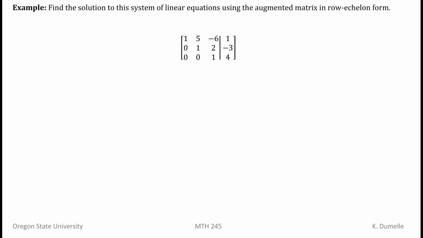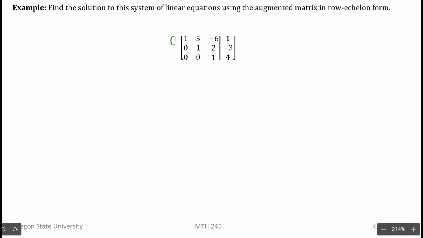Find the solution to the system of linear equations using the augmented matrix, and we are told this augmented matrix is in row echelon form. Let's start with writing down what we already know. We already know that we can write down the systems that come from this augmented matrix. So let's write down the equations.